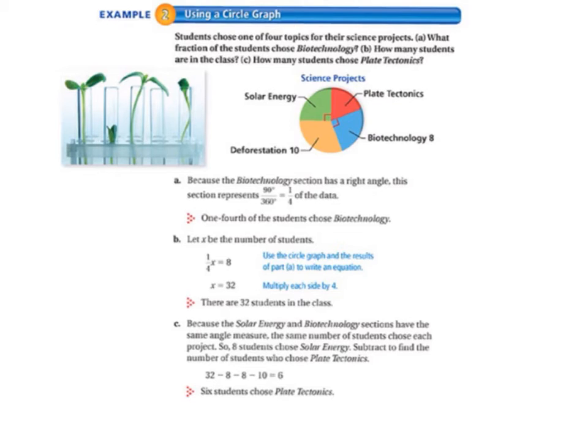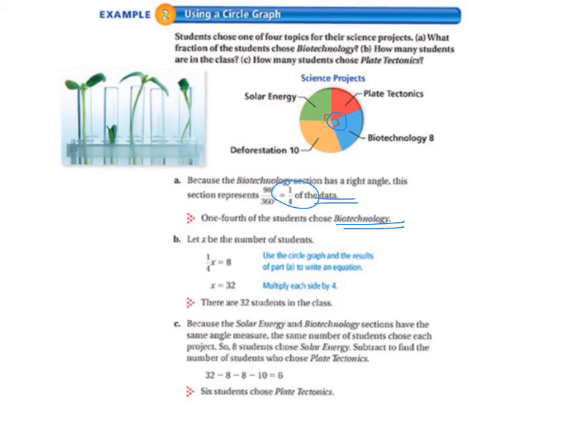So science projects is the title of our graph, and we have the 4 different topics on the graph. Letter A, because biotechnology section has a right angle, you can see that by the right angle marker, this section represents 90 degrees out of 360 degrees. So that's 1/4 of the class, or 1/4 of the data. So 1/4 of the students chose biotechnology.